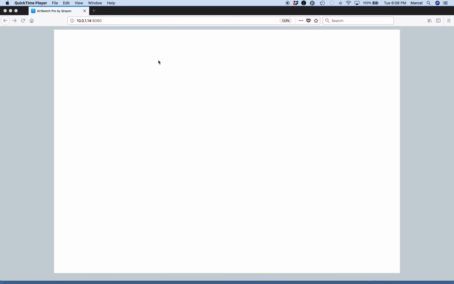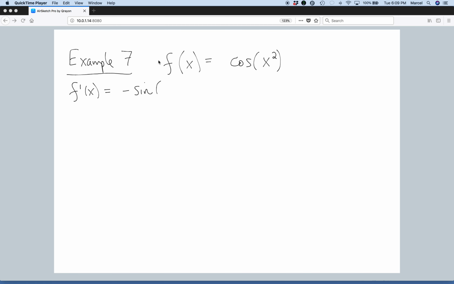Let's look at an example that would get really messy really quickly. So our seventh example. Suppose we have f of x equals cosine of x squared. First derivative, we need chain rule. Derivative of the outer function minus sine, leave the inner function alone, times the derivative of the inner function. Fairly straightforward chain rule calculation.